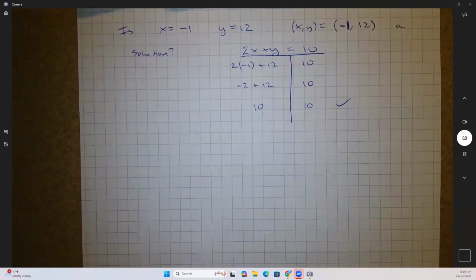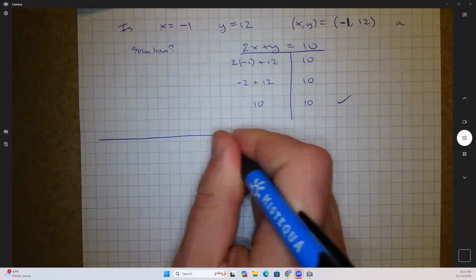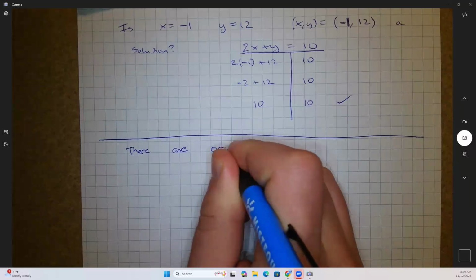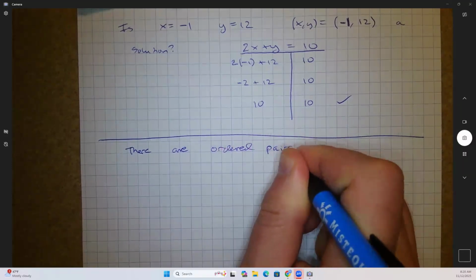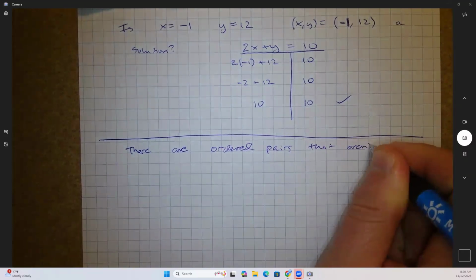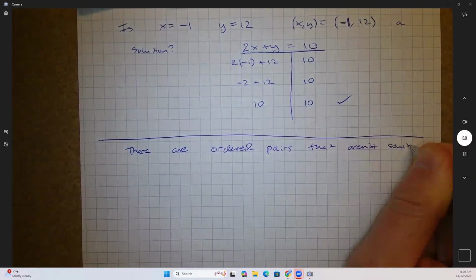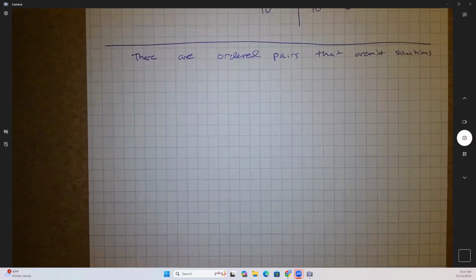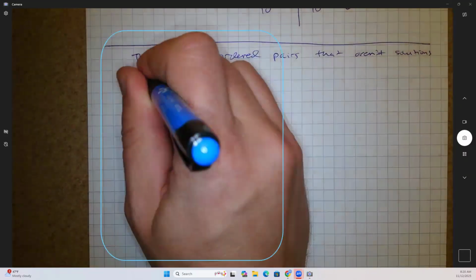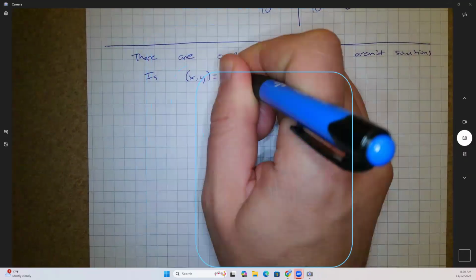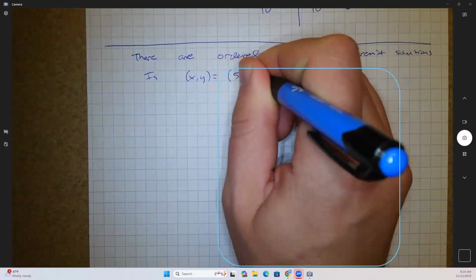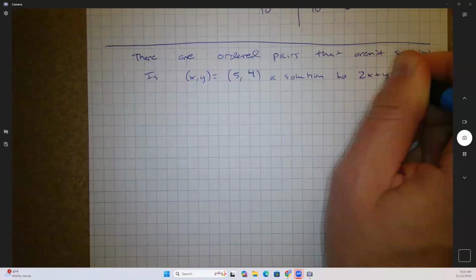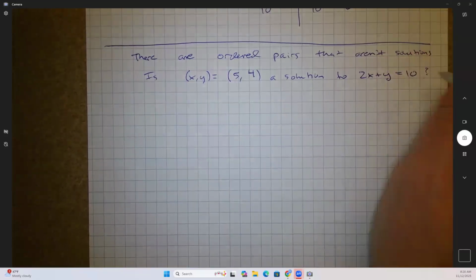Of course, there are pairs that are not solutions. There are ordered pairs that aren't solutions, just like there are x values that aren't solutions when it's a single variable. So is x comma y equals 5 comma 4 a solution to 2x plus y equals 10?